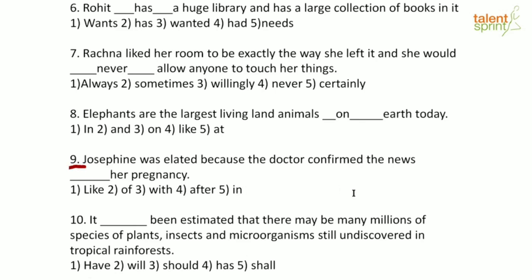Our 9th sentence. Josephine was elated because the doctor confirmed the news dash her pregnancy. So we understand the context is talking about whose pregnancy? Josephine's pregnancy, right? The pregnancy is hers, right? Now, basically from the options we need to look at a word that brings in the meaning of possession, right? Let's look at our options. Option 1 like, option 2 of, option 3 with, option 4 after, and option 5 in. We know from the given prepositions what is our option? Of, right?